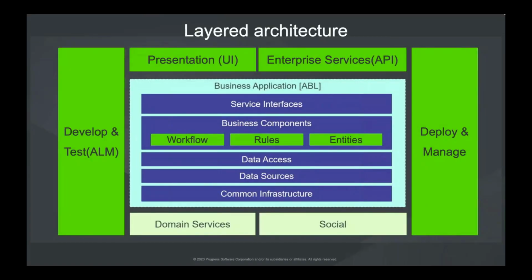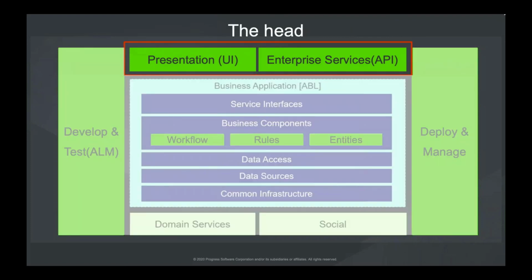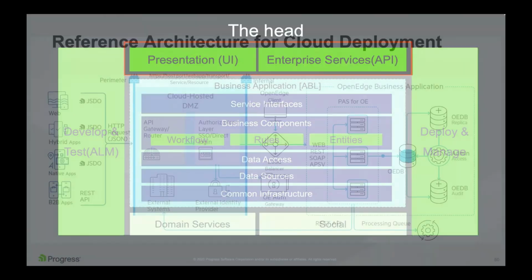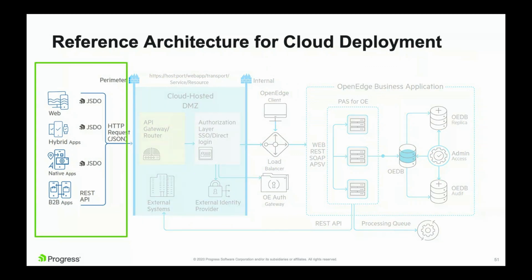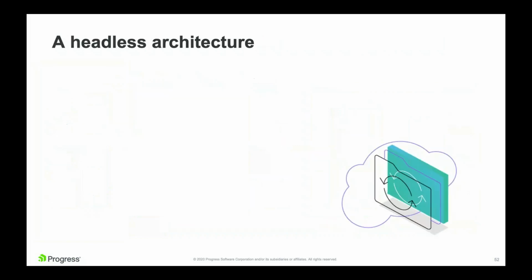So as we already talked about, this is the OpenEdge reference architecture. And if we imagine it as a human body, then this would be the head. If we take a look at the cloud deployment architecture, the equivalent would be this part right here. The point I want to make is that all contemporary applications are striving to detach the UI from the backend and be basically UI technology agnostic, or adopt a headless architecture.